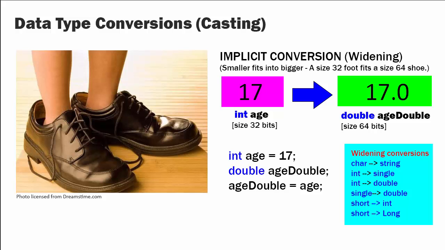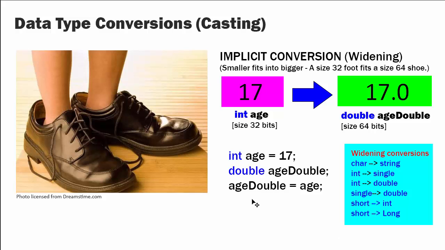If we think about it in terms of an analogy with feet and shoes, a size 32 foot would always fit into a size 64 shoe. It may not be the best for walking in, it's going to have a lot of room in it, but it will fit. And that conversion can take place without any problem. C# will do that for us automatically. We don't need a process to convert.